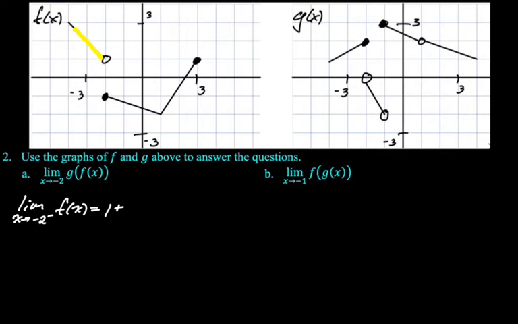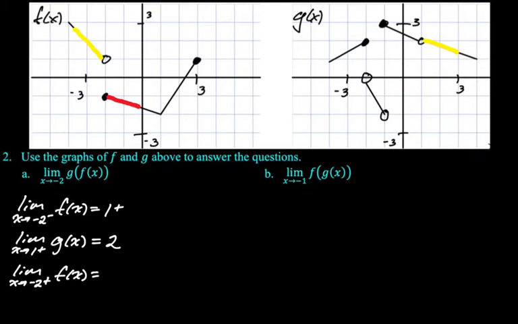Now what I need to do is consider what happens on the graph of g of x as I approach 1 from above, because that's the order of operations here. So go to the graph of g of x and approach 1 from the right. 1 from the right gives us 2. And now we have to go back to the original and approach negative 2 from the right. So it would be the limit as x approaches negative 2 from the right of f of x, the inner function. Go to the graph, approach negative 2 from the right, and you get negative 1, but from below. So negative 1 from below.